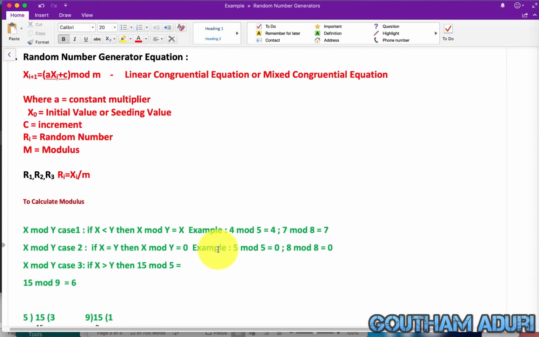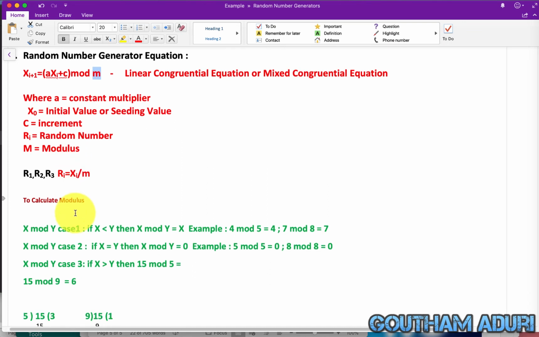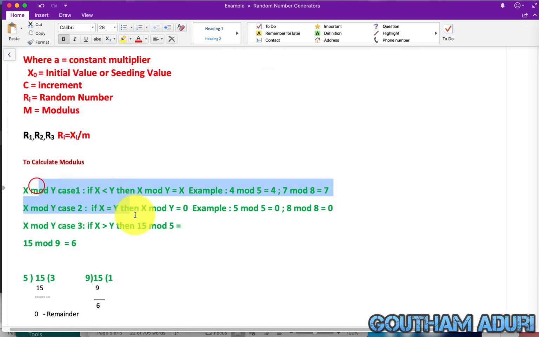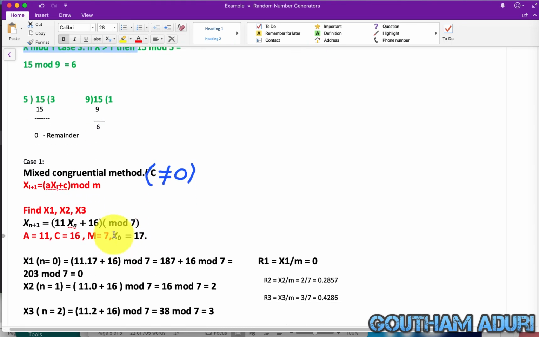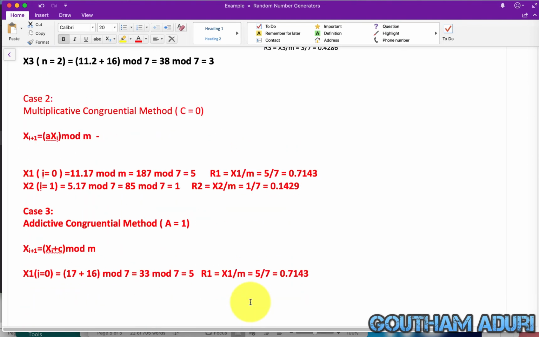What is the mixed congruential method, and what does it mean? What does a mean, what does c mean, and what is m? a is nothing but the constant multiplier. x0 is the initial value. c is the increment, or a random number, and m is the modulus. In order to calculate the modulus, there are three cases: if x is less than y, x is greater than y. There are three cases for the mixed congruential equation, and to calculate the random numbers, just use the formulas and then you will get those numbers.